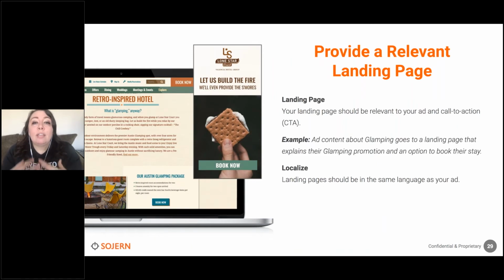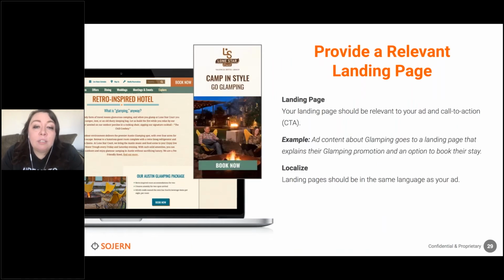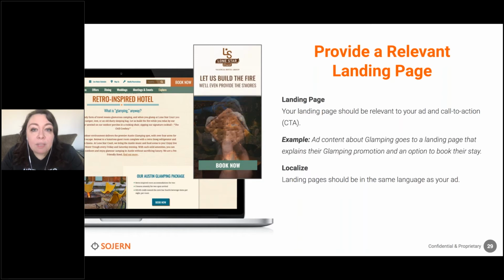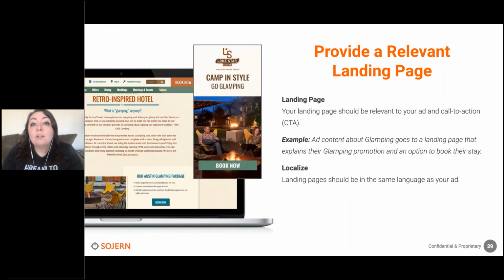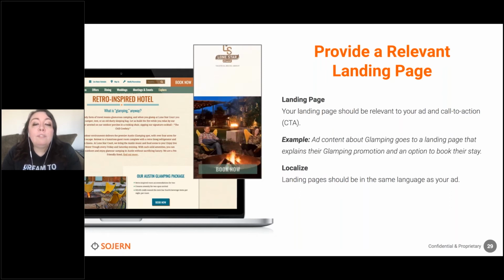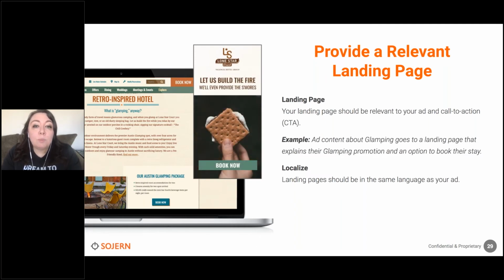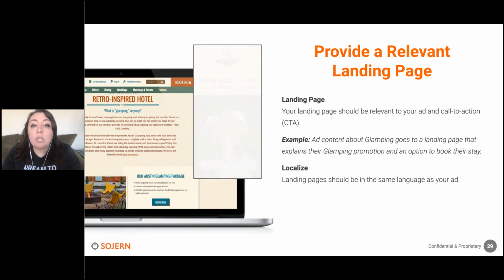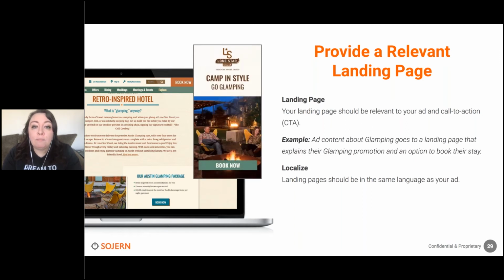Just take a look at the page on your website that you're linking to. That's a landing page. Your ads should take viewers to a relevant landing page. For example here, Valencia Hotel Group has an ad that talks about their glamping package. When a traveler clicks on their ad, it takes them to a landing page that further describes what they can expect with the glamping package and a button to book a reservation.